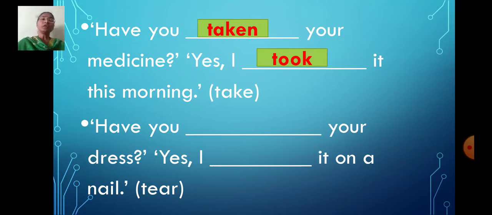Good. Have you, now come on, tell me. Have you torn your dress? Very good. Past participle of tear is torn. Okay. And what is the past tense of tear? Is tore. Very good. So, the second blank, tore will come. Fine. Now, just repeat after me. Have you torn your dress? Yes, I tore it on a nail.